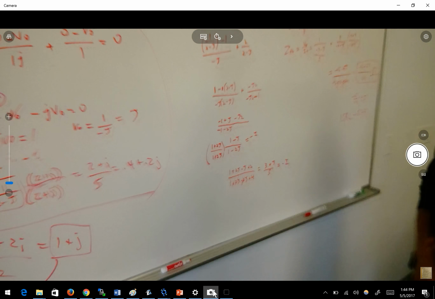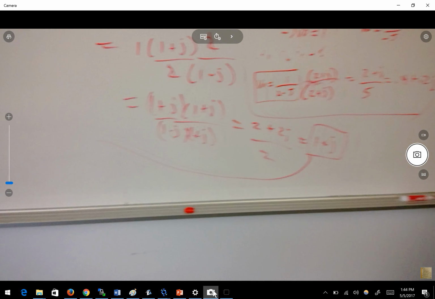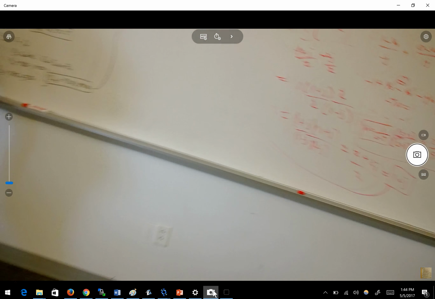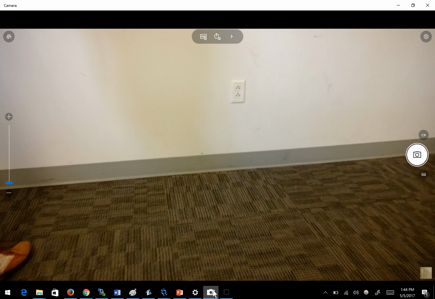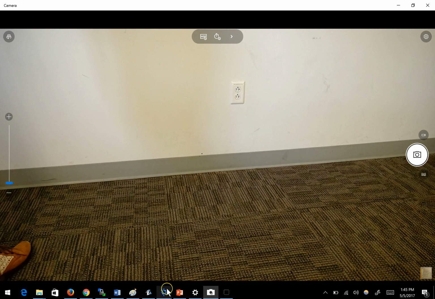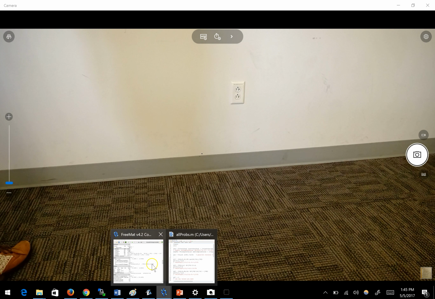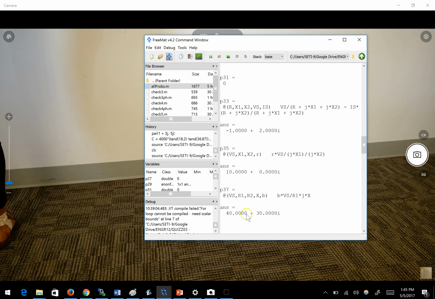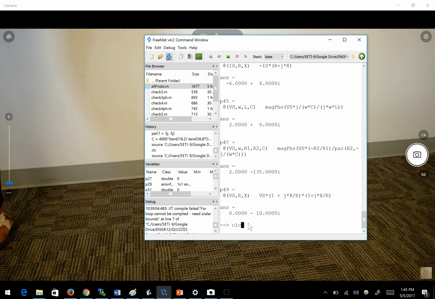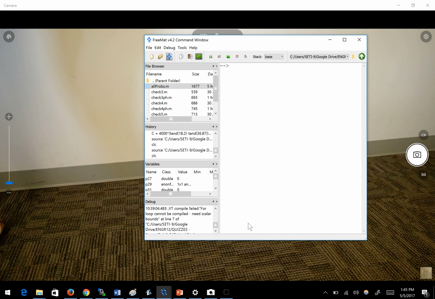Another way we can do this is to turn to the computer. We always go to MATLAB when we have 5 minutes left. I know. But that is one way to resolve things.